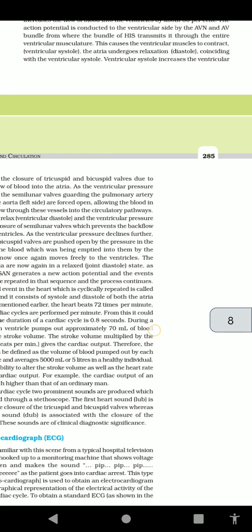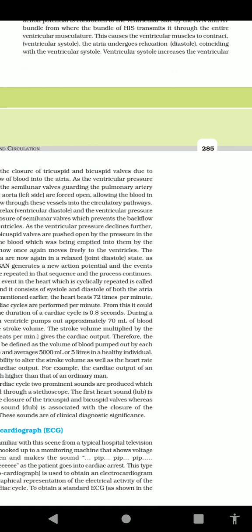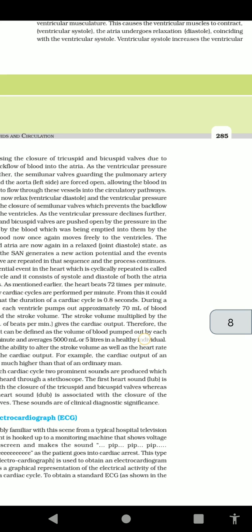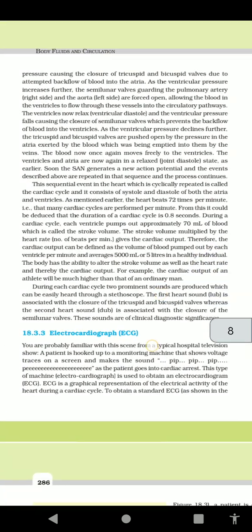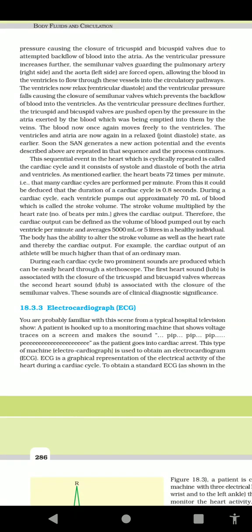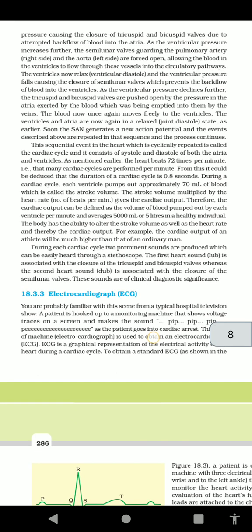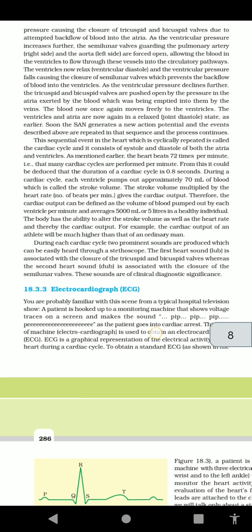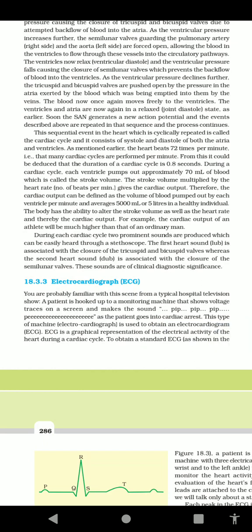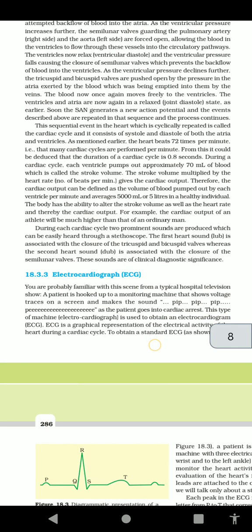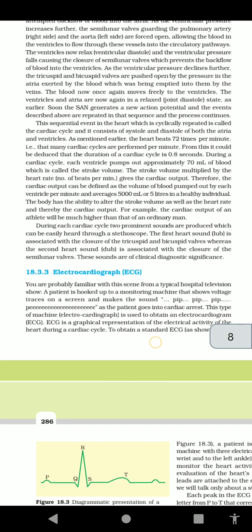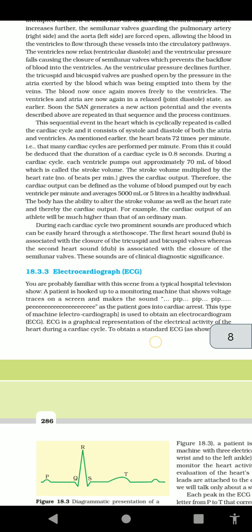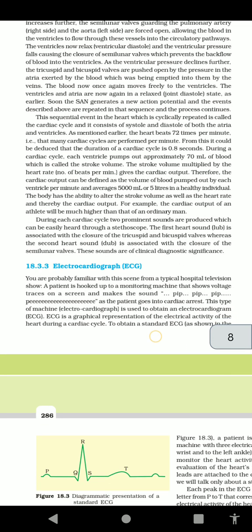Ventricular systole begins as the atria undergo relaxation, or diastole, coinciding with the ventricular systole. The increase in ventricular pressure causes the closure of the tricuspid and bicuspid valves, preventing backflow of blood into the atria. As the ventricular pressure increases further, the semilunar valves guarding the pulmonary artery on the right side and the aorta on the left side are forced open, allowing the blood in the ventricles to flow through the vessels into the circulatory pathway.